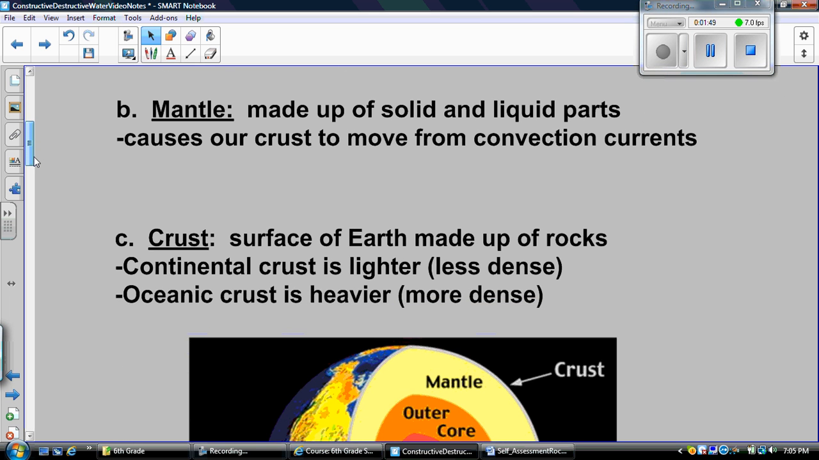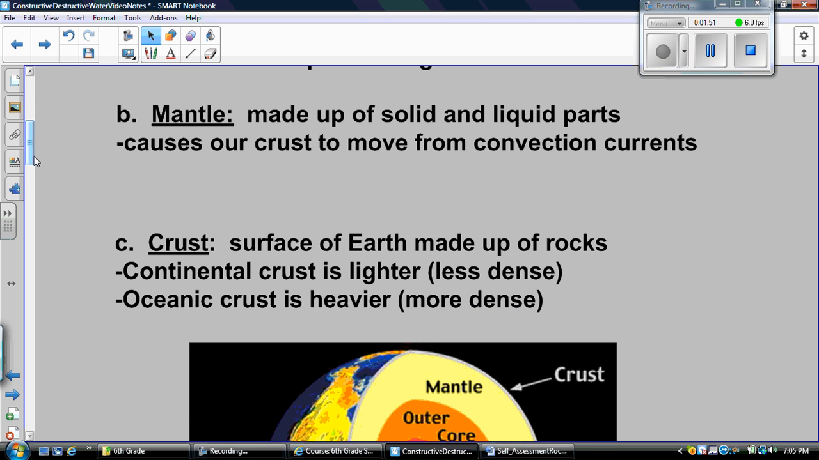Now, outside the core is the mantle. It is made up of both solid and liquid parts. The mantle is the reason why our crust moves. So the mantle causes our crust to move from convection currents. So the mantle is one of the most important layers because it's what's causing our crust to move.